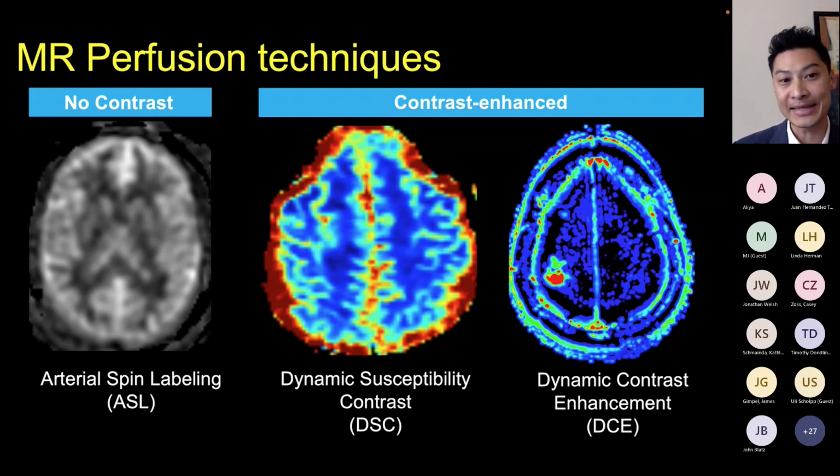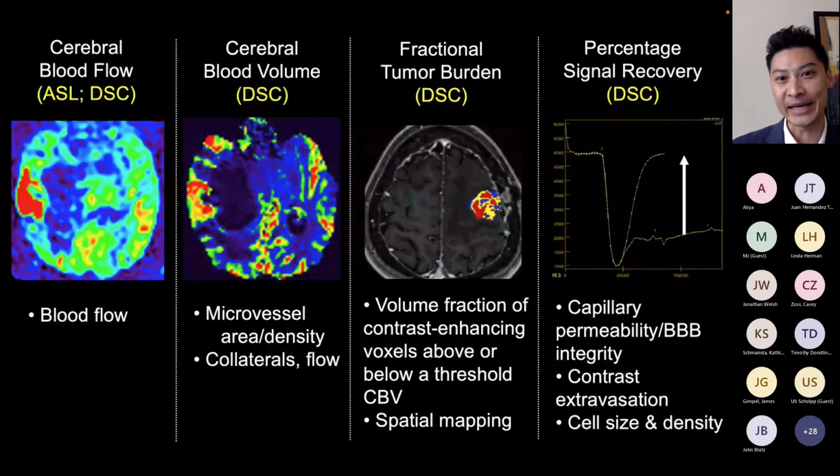There are non-contrast techniques such as arterial spin labeling, and there are contrast-enhanced techniques such as dynamic susceptibility contrast and dynamic contrast enhancement. And what everyone is most familiar with, and what we're going to speak about today, is dynamic susceptibility contrast. That's because for the most part, DCE hasn't really been clinically validated and hasn't really been studied as much as DSC. But no matter which perfusion technique you choose, there are specific metrics that we can look for when trying to interrogate tumor physiology and hemodynamics.